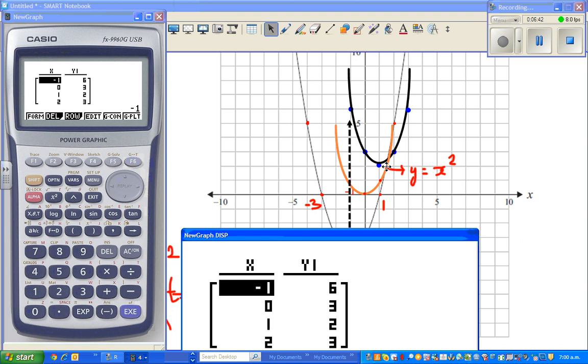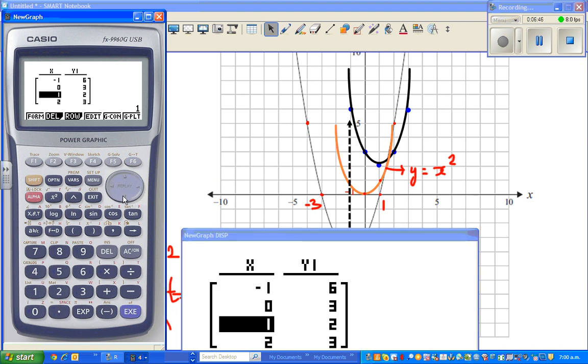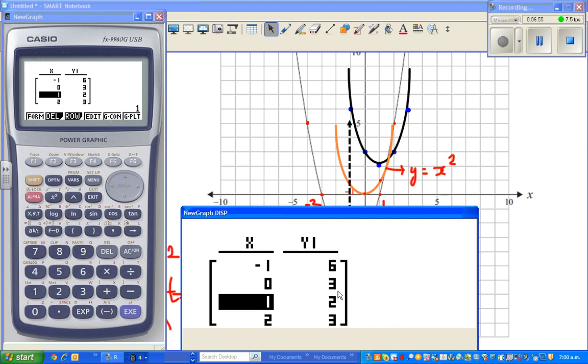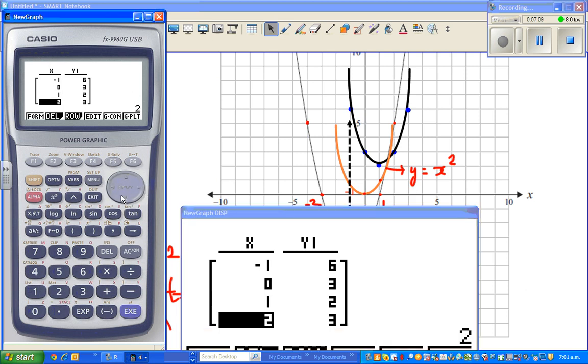This point is (1, 2). This point is (0, 3). This point is (negative 1, 6). And this point is (2, 3). If you scroll down, oh, I only went up to 3. So that's confirmed. Thank you very much.